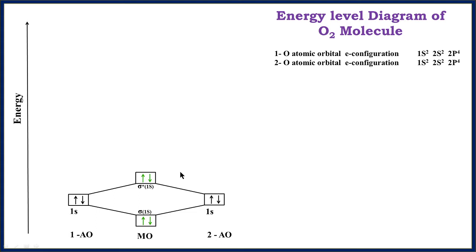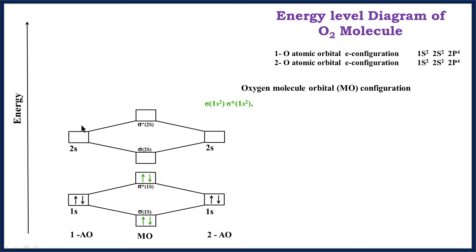So now we can see the molecular orbital configuration for these molecular orbitals. It is sigma 1s2, sigma star 1s2. Sigma 1s has 2 electrons, so sigma 1s2, and sigma star 1s has 2 electrons, so sigma star 1s2. Now let us go to the 2s atomic orbitals. The 2s atomic orbital of the first oxygen atom will be paired with this 2s atomic orbital and they form molecular orbitals sigma 2s and sigma star 2s. These 2s atomic orbitals also have 2 electrons each, so these 2 plus 2, 4 electrons should be filled in the molecular orbitals.